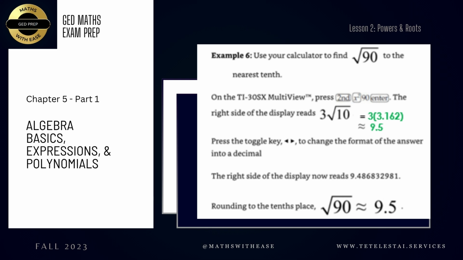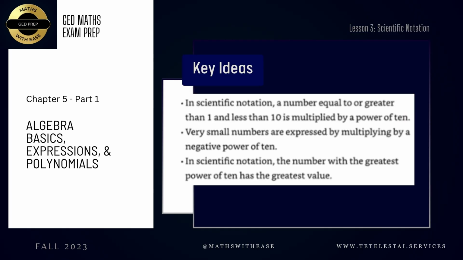On to lesson 3, which is on scientific notation. In scientific notation, a number equal to or greater than 1 and less than 10 is multiplied by a power of 10. And you'll see what that means shortly. Very small numbers are expressed by multiplying by a negative power of 10. In scientific notation, the number with the greatest power of 10 has the greatest value.